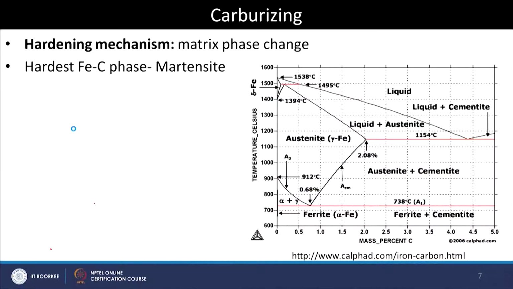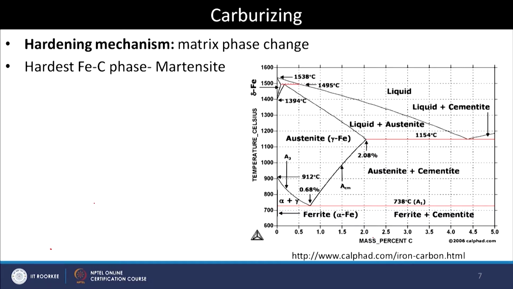So, how can we do this process? Let us look first at the iron carbon phase diagram. Here you see the different phase fields of the iron carbon phase diagram, where you have the high temperature austenite field. This is all the austenite field, and then you have the eutectoid reaction at the A1 temperature of 738 degrees Celsius, as a function of mass percent of carbon, and this is the temperature axis.